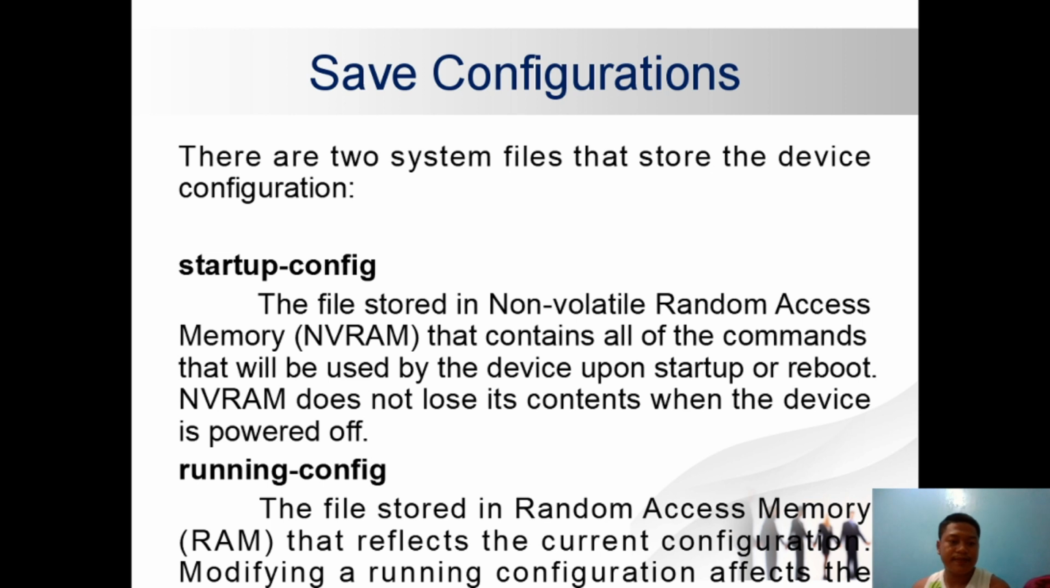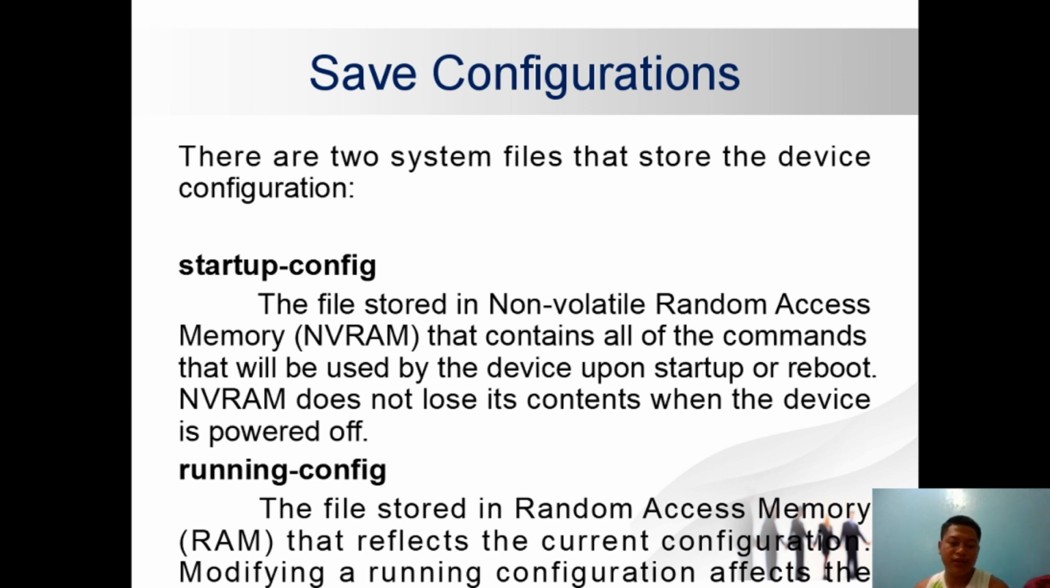Save configuration. There are two system files that store the device configuration. Startup config. The file is stored in non-volatile random access memory, or NVRAM, and contains all the commands that will be used by the device upon startup or reboot. NVRAM does not lose its content when the device is powered off.